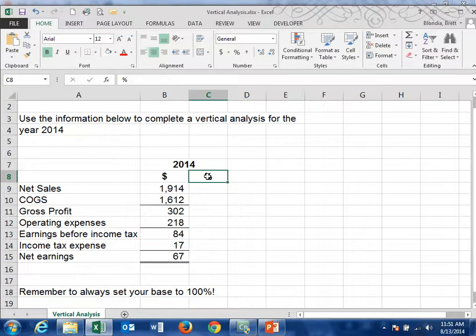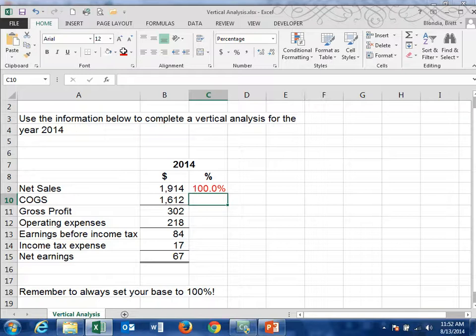And then what we're going to do is we're just going to go through and express everything as a percentage of our base. Step one is always to identify the base. Again, on the income statement, that's net sales. So I set my net sales figure to 100%. I'm going to take 1914 and I'm going to divide it by 1914.